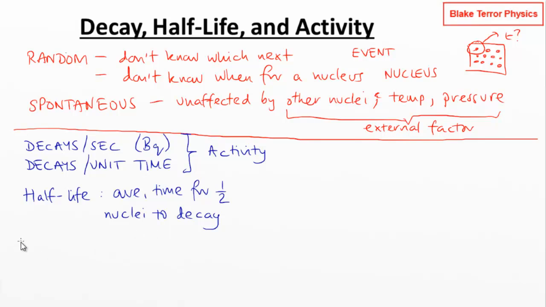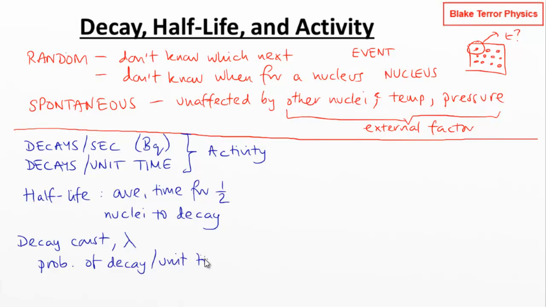So these are two of our big descriptors. Another one that we've got is the decay constant, and this crops up in our calculations a lot. This is denoted with the Greek letter lambda, and what we're looking at here is the probability of decay per unit time.